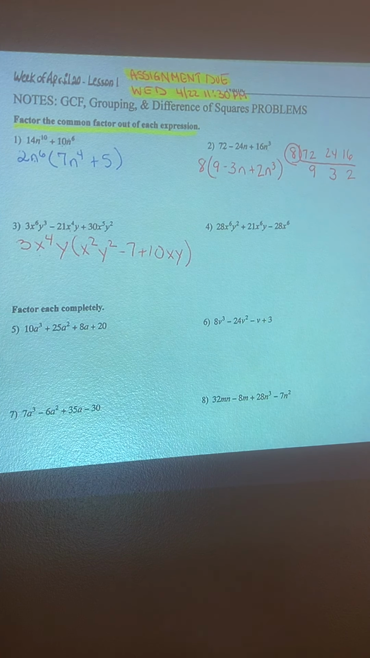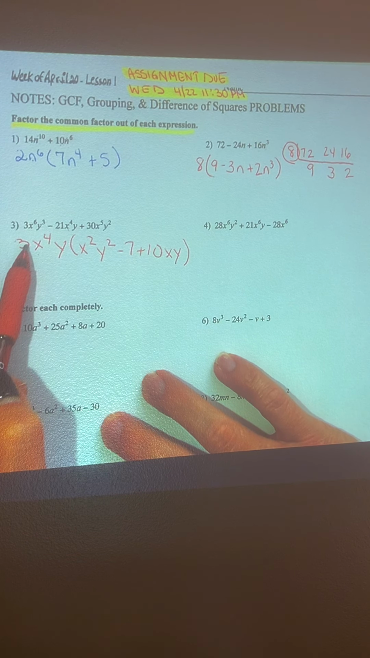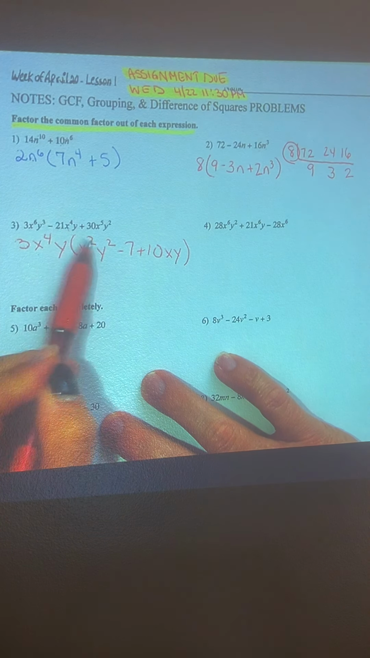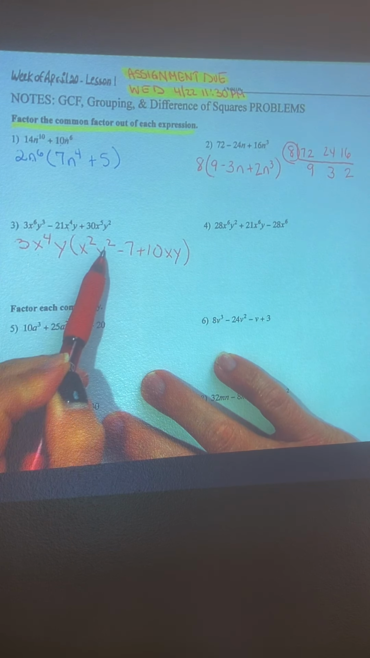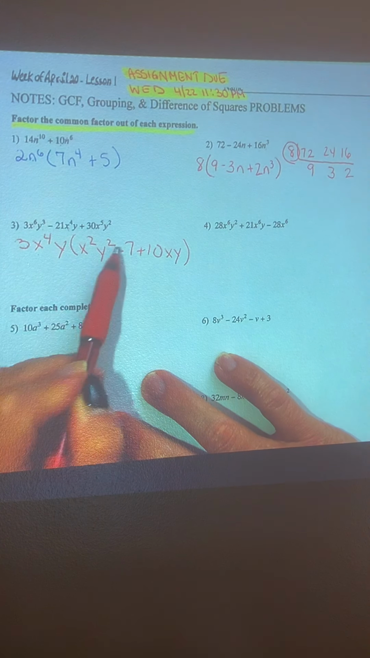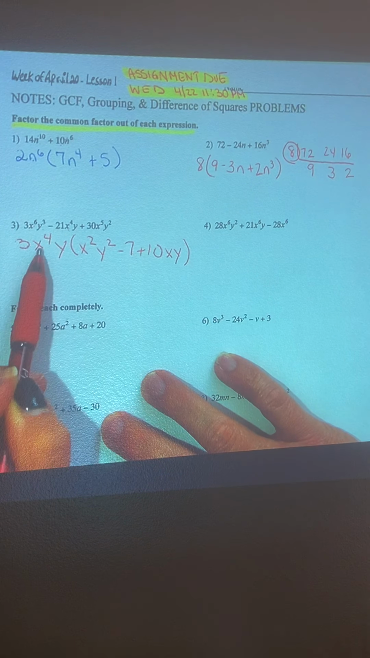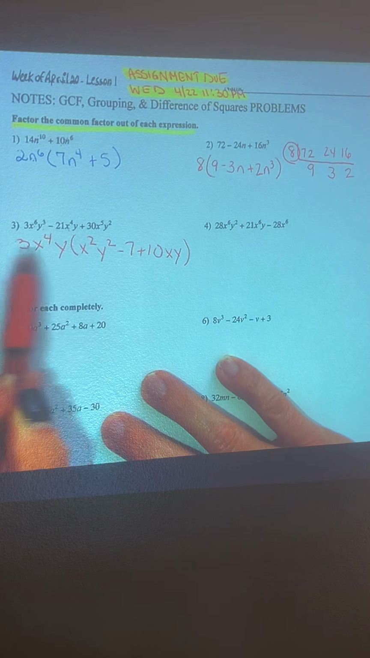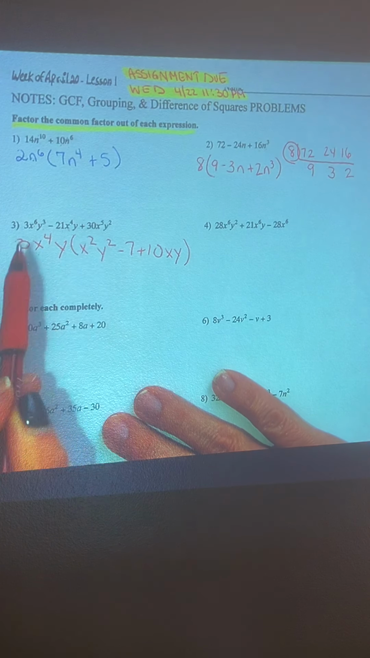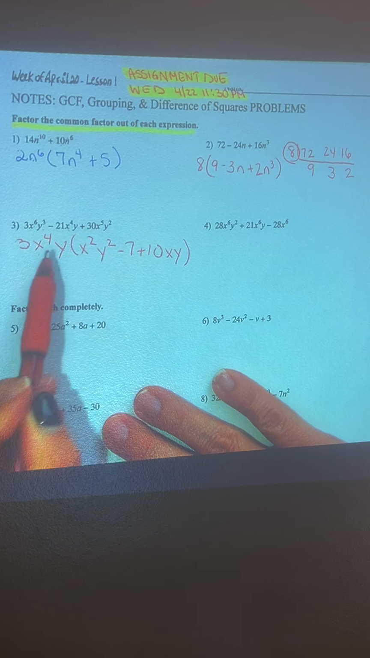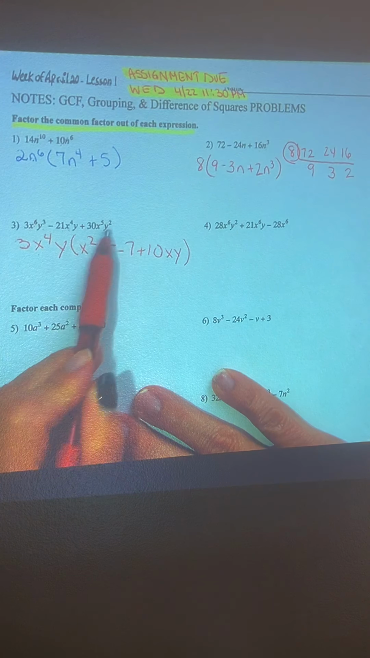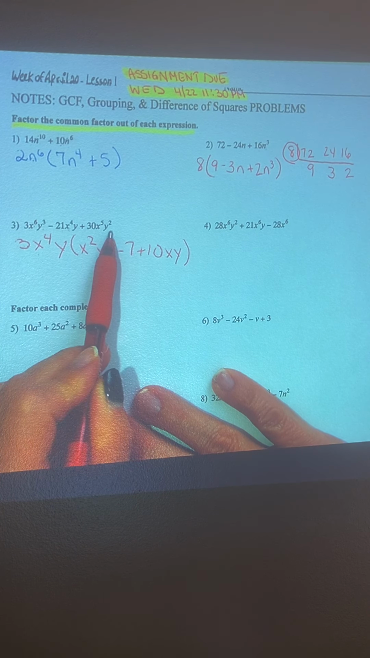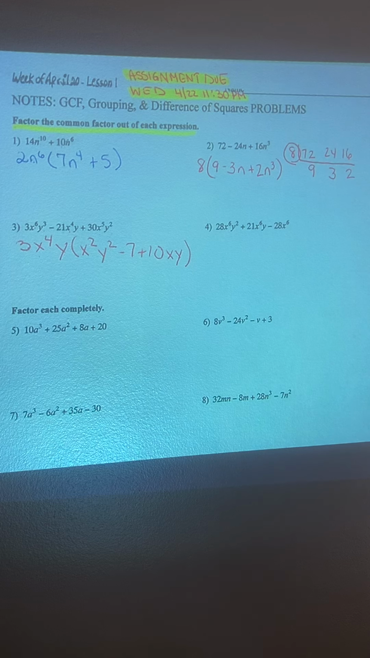You can also check yourself by distributing it back. You have a 3, x^4, times x^2, y^1, y^2, y^3. 3 times negative 7 is negative 21, x^4, y^1. 3 times 10 is 30, x^4, x^1 gives x^5, y^1, y^2 gives y^1 y^1 y^2. Okay, and the last problem.